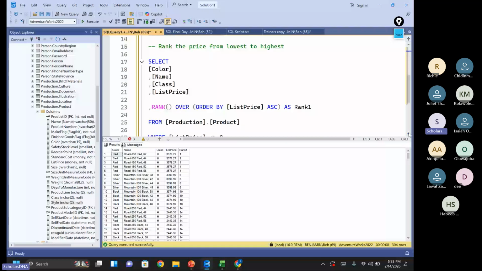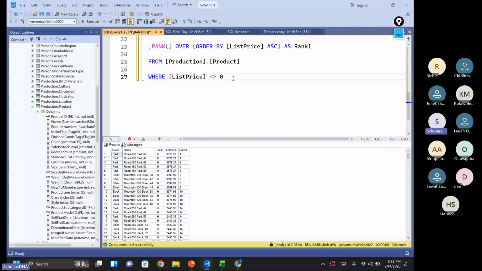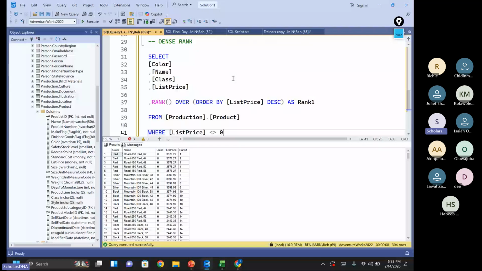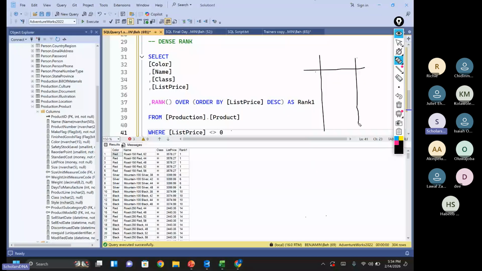Before I execute, let's put a dense rank. The dense rank is also an example of a Windows function, but let me explain it one more time. You have records like this. So you have, let's say, Nigeria.